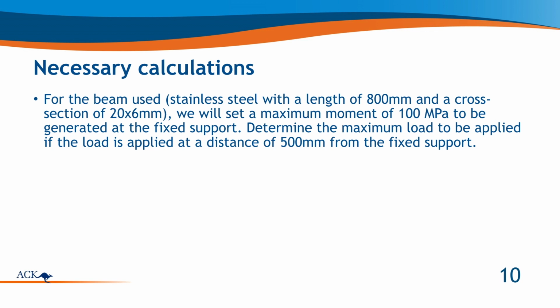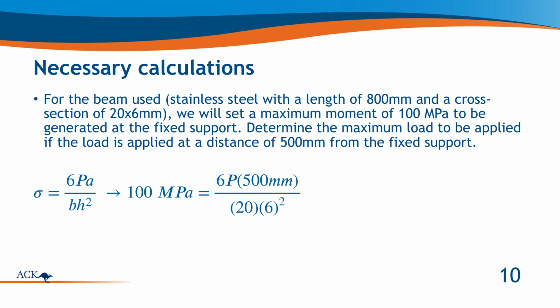Suppose that we also want to apply a load at a distance of 500 from the fixed support. So from the beginning of the fixed support, 500 millimeters away, that's where the load is going to be applied. And at the end of the beam, at around 800 millimeters, that's where the maximum deflection is going to occur. Given all these, let's try and determine the maximum load that we can apply on the beam so that we don't exceed 100 megapascals at the fixed support.